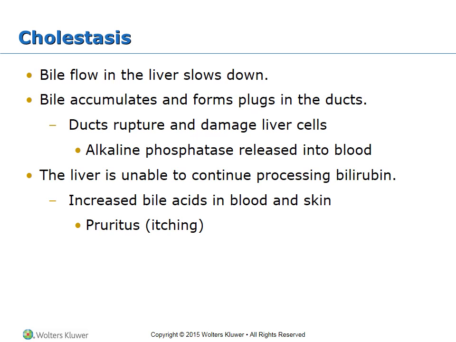Cholestasis, this is when bile flow into the liver slows down. It accumulates and forms a plug in the duct. So the duct can rupture and cause liver damage or damage to the liver cells. The liver is unable to continue processing the bilirubin. So then we have an increase of those bile acids in the blood and skin, and that causes pruritus or itching. So we will see the yellow in their skin, and the patient will also have itching because of those bile acids in the blood and in the skin.